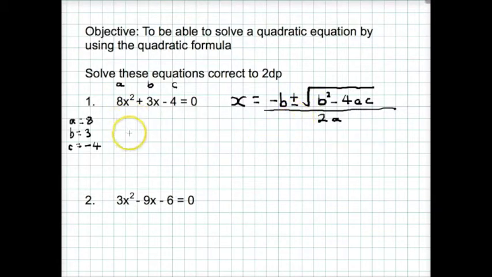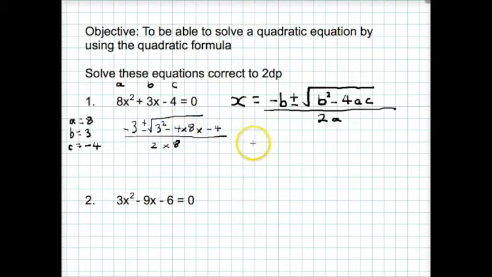So what I'd write down is, start off, put minus b, which is 3, plus or minus the square root of 3 squared, take away 4 times 8 times minus 4. And that's all over 2 times 8. Now what we should do now is work this out a little bit. So we work out this bit in our square root here.